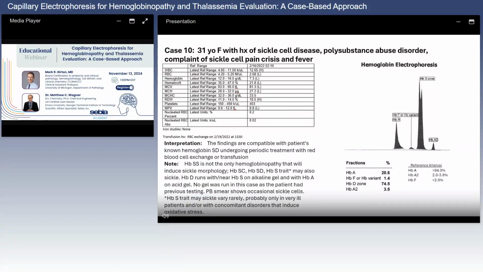And with that, that wraps up all of my cases. I want to turn it back over to Matt. He has 2 additional cases to show of interest.